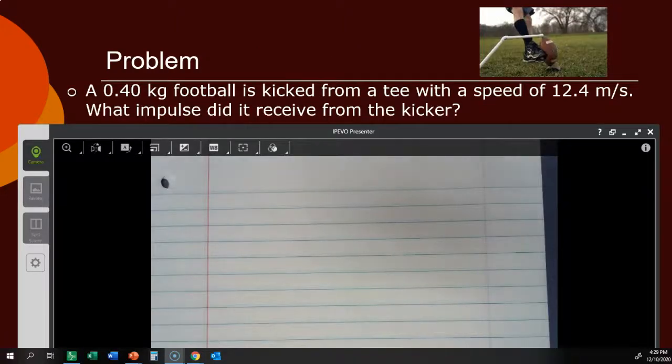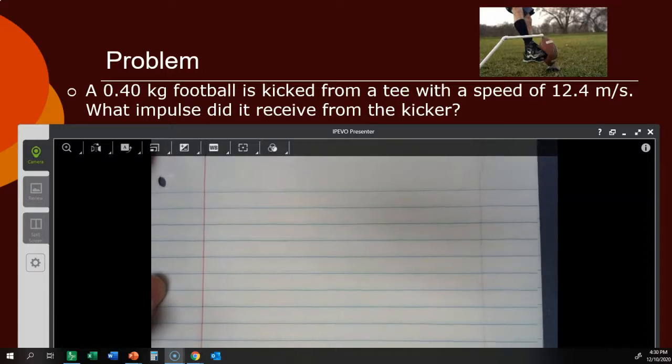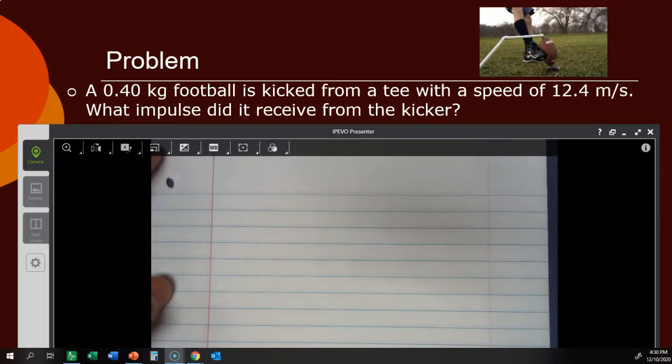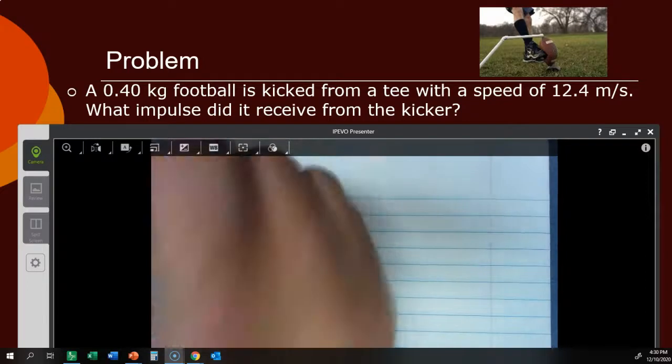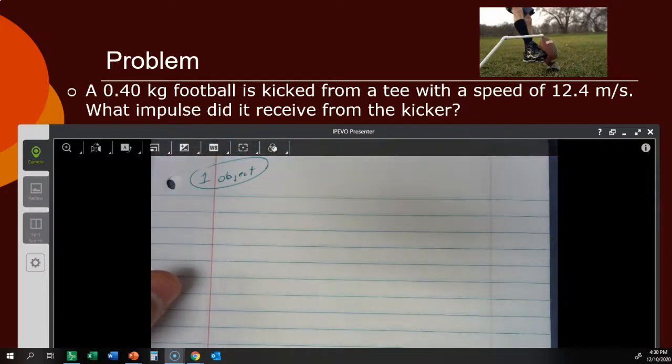All right, so these are the kind of problems that you're going to see. I want you to notice, first of all, right now, look at this problem. A 0.4 kilogram football is kicked from a tee with a speed of 12.4 meters per second. What impulse did it receive from the kicker? The first thing I really want you to notice here, and I'll talk about why later, is that this problem only gives you information about one object. So I want you to just notice that all of this stuff we're going to do today is one object. These are one object problems.